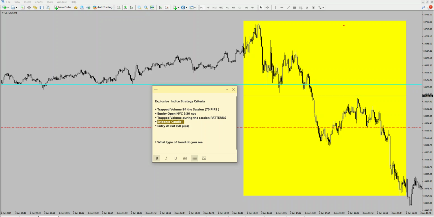It's important, okay? It must be a big candle. Why? Because we are trading evidence. We need to know that they are done with their job and now they're leaving. And then we target 50 pips, entry and then exit.